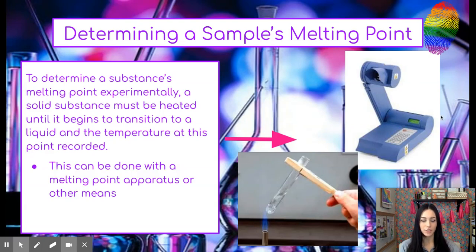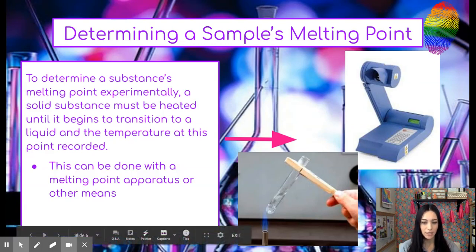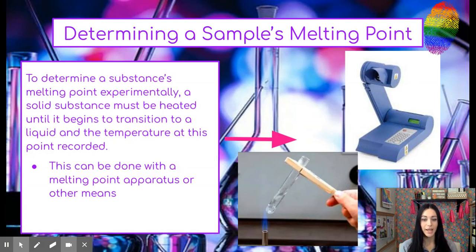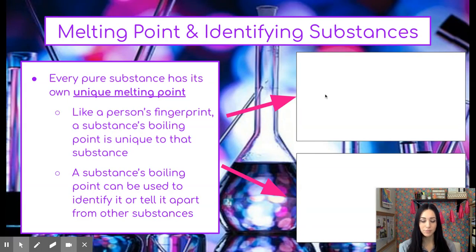A melting point apparatus, as shown here, is simply a fancy device that takes a small sample of a substance and heats it and heats it until you begin to see it melt, and you can stop and note the temperature at which that started to happen. We can also just do this in a more simple way by heating a solid substance using something like a hot plate or a Bunsen burner and a thermometer, and noting at what temperature the substance began to go from solid to liquid.